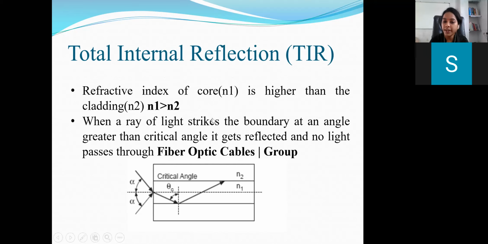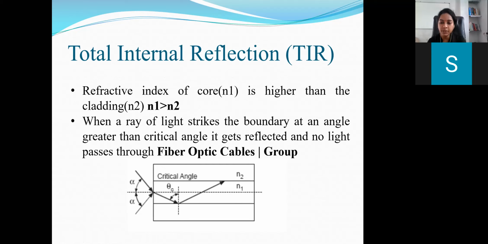When a ray of light strikes the boundary, whenever we transmit data through the cable and it strikes the core boundary, it should be reflected back inside and remain inside. In the same way it will be reflected once, twice, thrice, and the light travels inside the fiber optic cable.